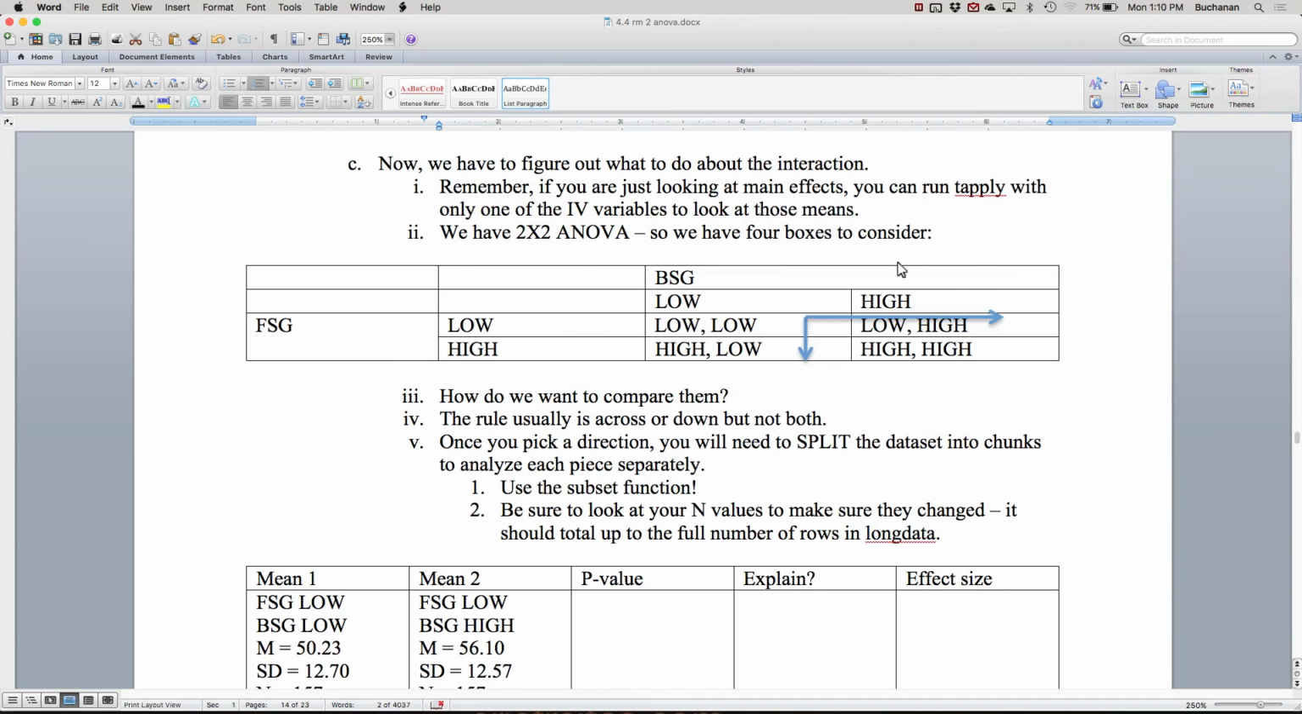If I went down, it's only 3 tests. So 1, 2, 3. That's pairwise, 2 at a time. If I went across, it'd be 1, 2, 3, 1, 2, 3. It'd be 6 tests. So go the laziest way, so the way with the least number of tests, or with the hypothesis.